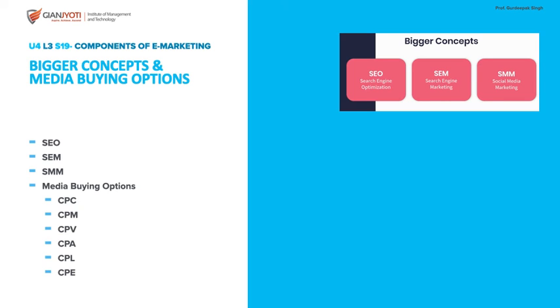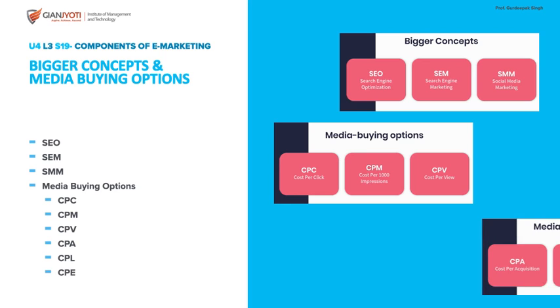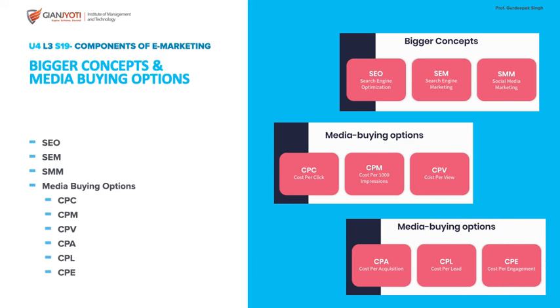Similarly, we have certain media buying options. What are the options in paid media? The first is cost per click, so I pay per click. Or I pay cost per thousand impressions, CPM we call it. CPV is the cost per view. I can pay like that. If I want to buy the media based on cost per acquisition, which is always very high because that is the ultimate thing. Cost per lead is another one, and CPE, cost per engagement. So we use these 6 media buying options.